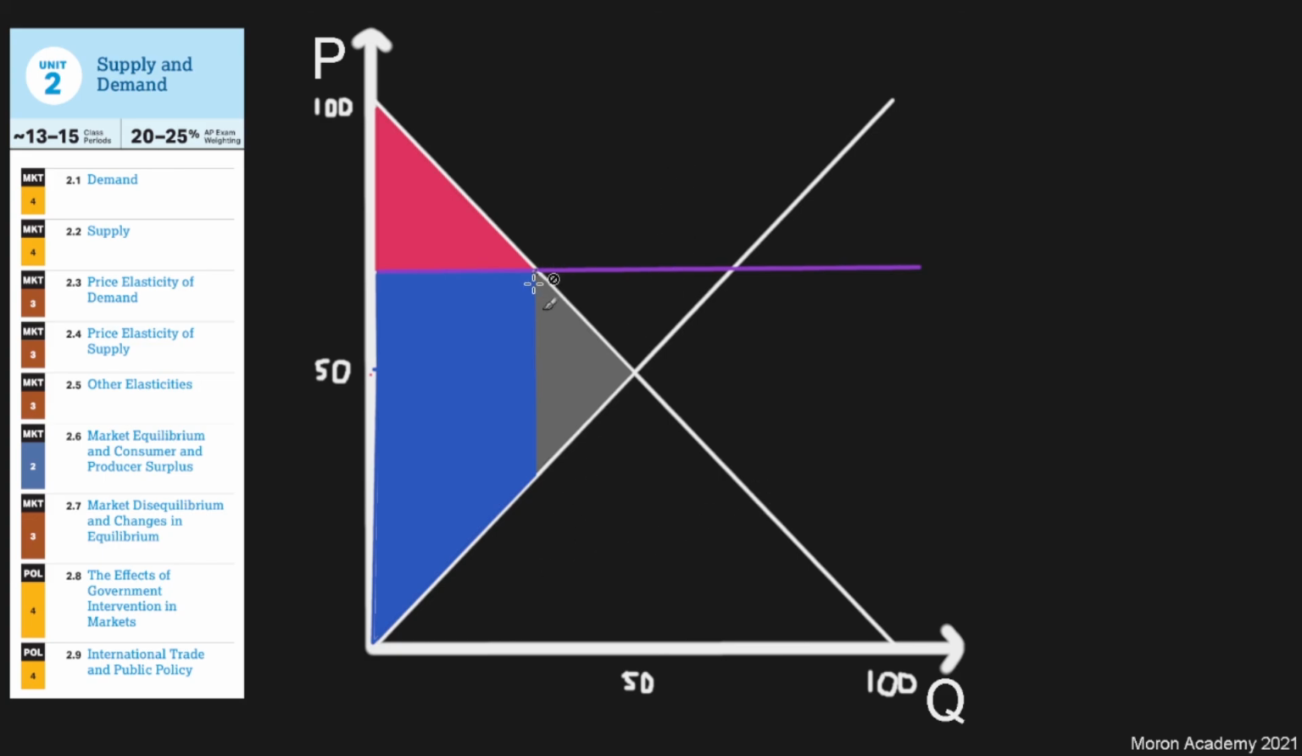Just like how to calculate producer and consumer surplus, you just use simple geometry and figure out the area of this triangle and the area of this triangle. If they're the same, then you can just find the area of one triangle and multiply by 2.